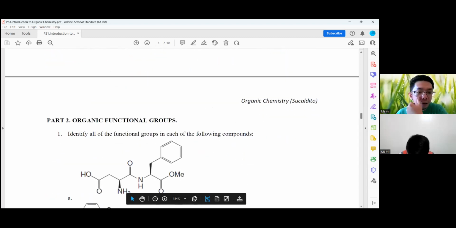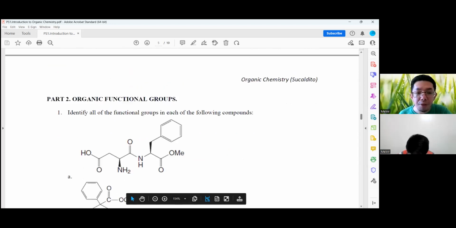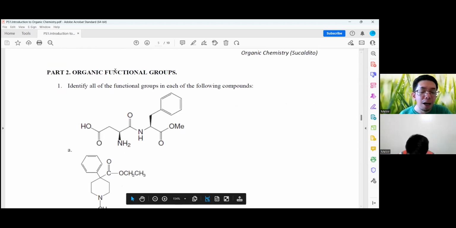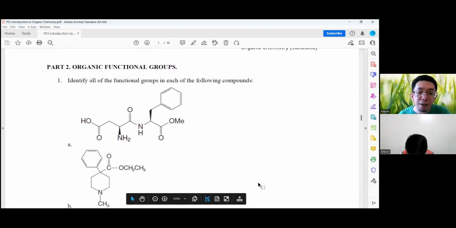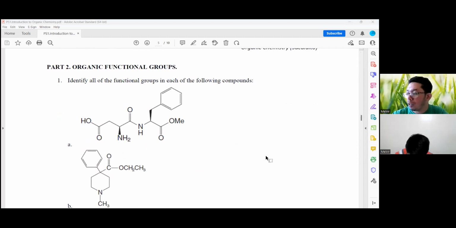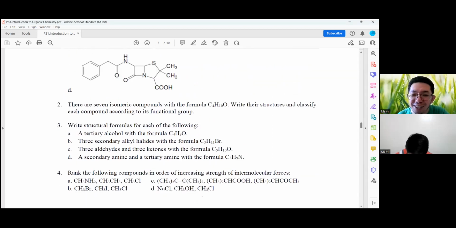Okay? And then, for part 2, we're dealing with organic functional groups themselves. So, we're done with number 1. So, number 2 na tayo, Josh. For number 1, you just identify the different functionalities present in these compounds. Okay? So, anyway, let's proceed. Tignan natin kung ano yung number 2. Ayan. Ito, favorite mo to, Josh, yung number 2.